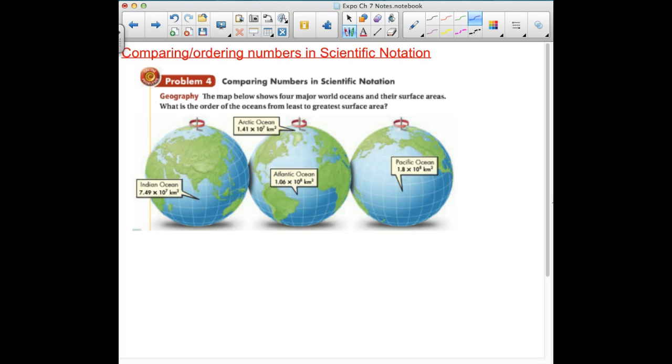All right, our next task is to compare numbers that are written in scientific notation. In this example, it says the map shows 4 major world oceans and their surface areas. We want to order them from least to greatest. Now the key here is to focus first on your powers of 10.